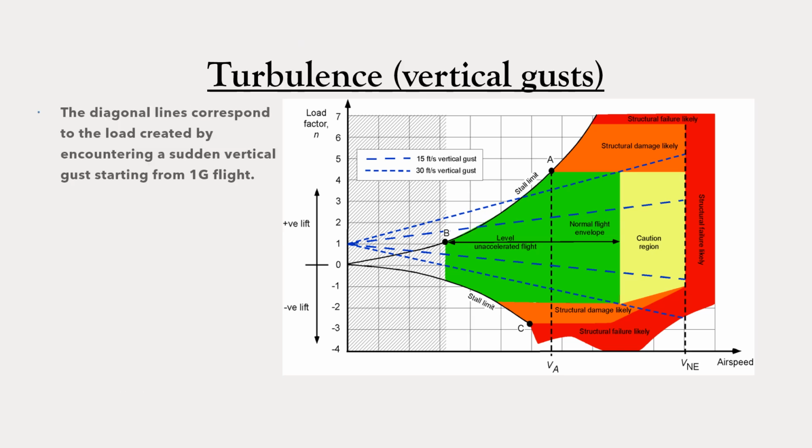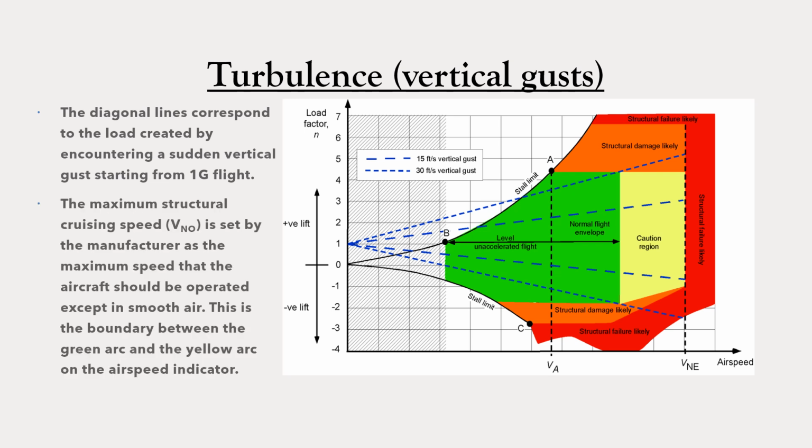The diagonal lines on this chart, the blue dotted lines, represent vertical gusts starting from normal straight and level flight. So when you encounter a vertical gust, it can cause either an increase in load factor or a decrease in load factor, depending on whether the gust is an upward gust or a downward gust.